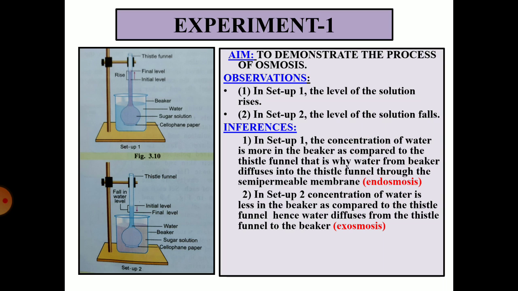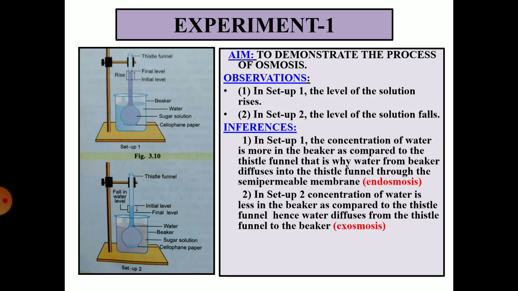Now what is actually happening in both these arrangements? In setup 1, the concentration of water is more in the beaker because there is 100% water there, and there is 80% water in the thistle funnel. So water enters from its higher concentration, that is from the beaker, into the thistle funnel, and hence the water rises in the thistle funnel.